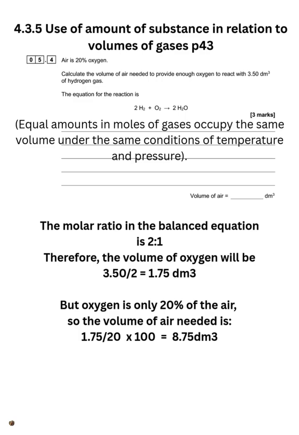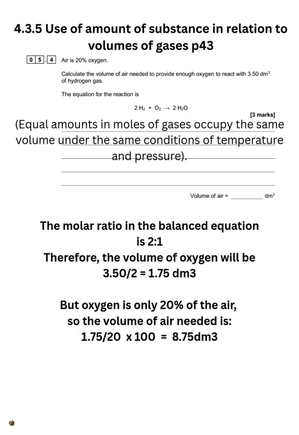So we've calculated how much oxygen is needed, but we're also told that that only forms 20% of the air. So if we take that last answer and divide by 20, that will tell us what 1% of the air needed is worth. So then we times by 100 to give us 100%, and the answer is 8.75 decimeter cubed.